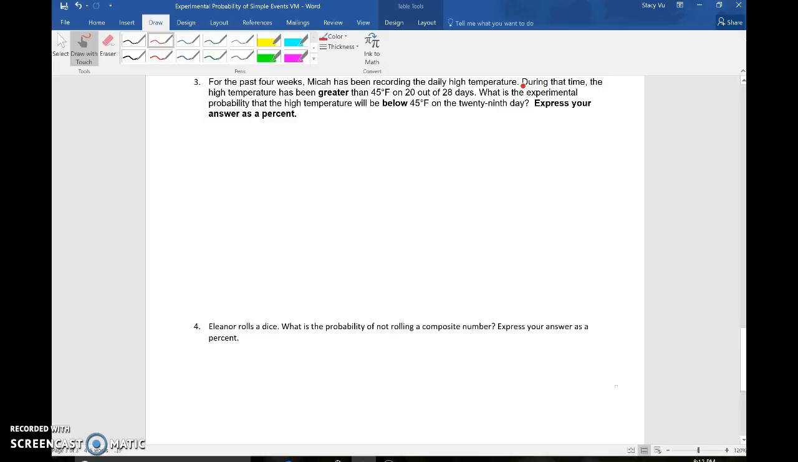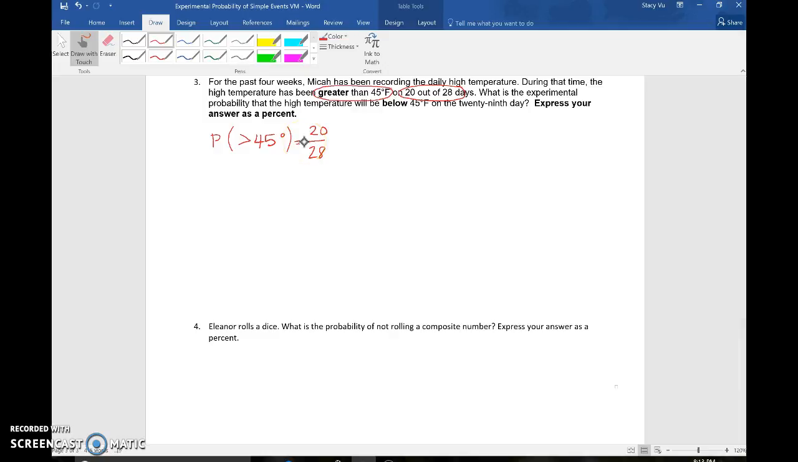So, does it matter? Okay, high temperature, that's not important. The high temperature has been greater than 45. Oops, it's supposed to circle, sorry. Okay, so greater than 45 on 20 out of 28 days. So I'm going to just go ahead and write it out. So greater than 45 degrees, and it's a probability, and it's happened 20 out of 28 days.